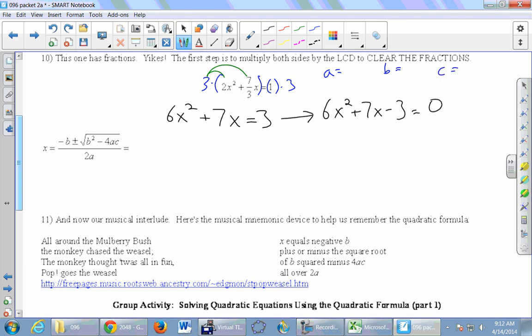Okay, let's grab the values of a, b, and c. How much is a? 6. Someone we haven't heard from. How much is b? 7. Somebody else we haven't heard from. How much is c? -3.